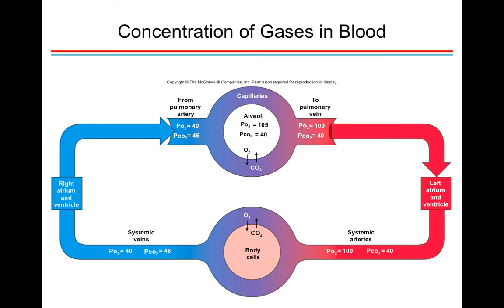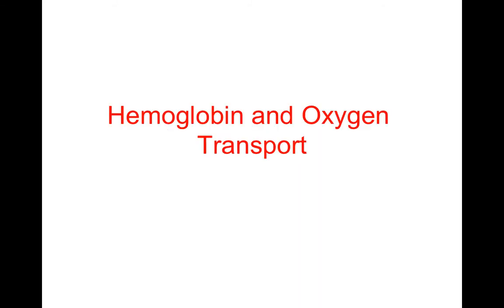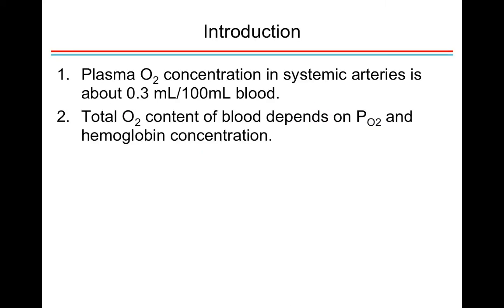And this exchange is always going to happen in capillaries because they lack the three tunica layers that would prevent the rapid diffusion of these gases. So the next thing to think about are hemoglobin and oxygen transport.